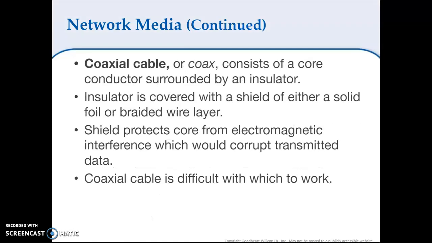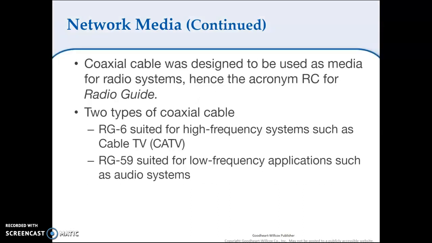Now, the coax cable, also known as coax, consists of a core conductor surrounded by an insulator. The insulator is covered by a shield, either a solid foil or braided wire layer. The shield protects the core from electromagnetic interference, which would corrupt transmitted data, so that the data can transmit with less interference and fewer roadblocks. Coax cable is difficult to work with. We'll look at pictures of what these look like as well.